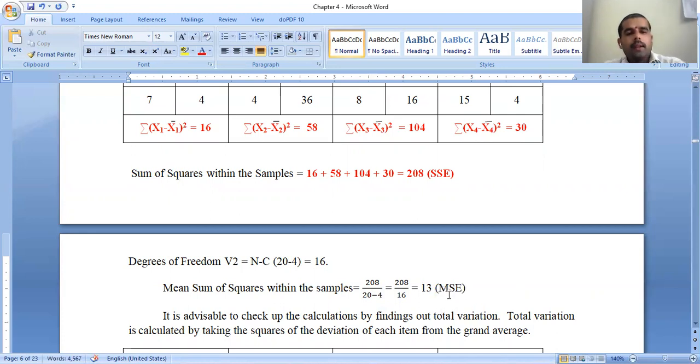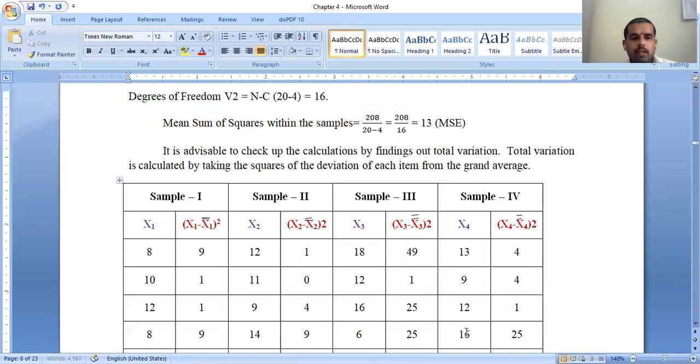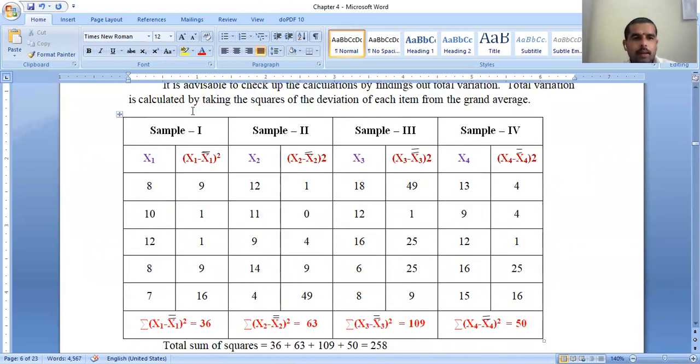Then after that, there is a doubt whether the values 58 and 208 are correct or not. So there is another method to check whether our calculation is right or wrong. To check that calculation, it is advisable to find out the total variation. Total variation is calculated by taking the squares of the deviation of each item from the grand average. Again, there is another procedure to get this value. We are going to check once again here. Same sample 1, sample 2, sample 3, sample 4. X1 values, X2 values, X3 values, X4 values are copied from the question paper.